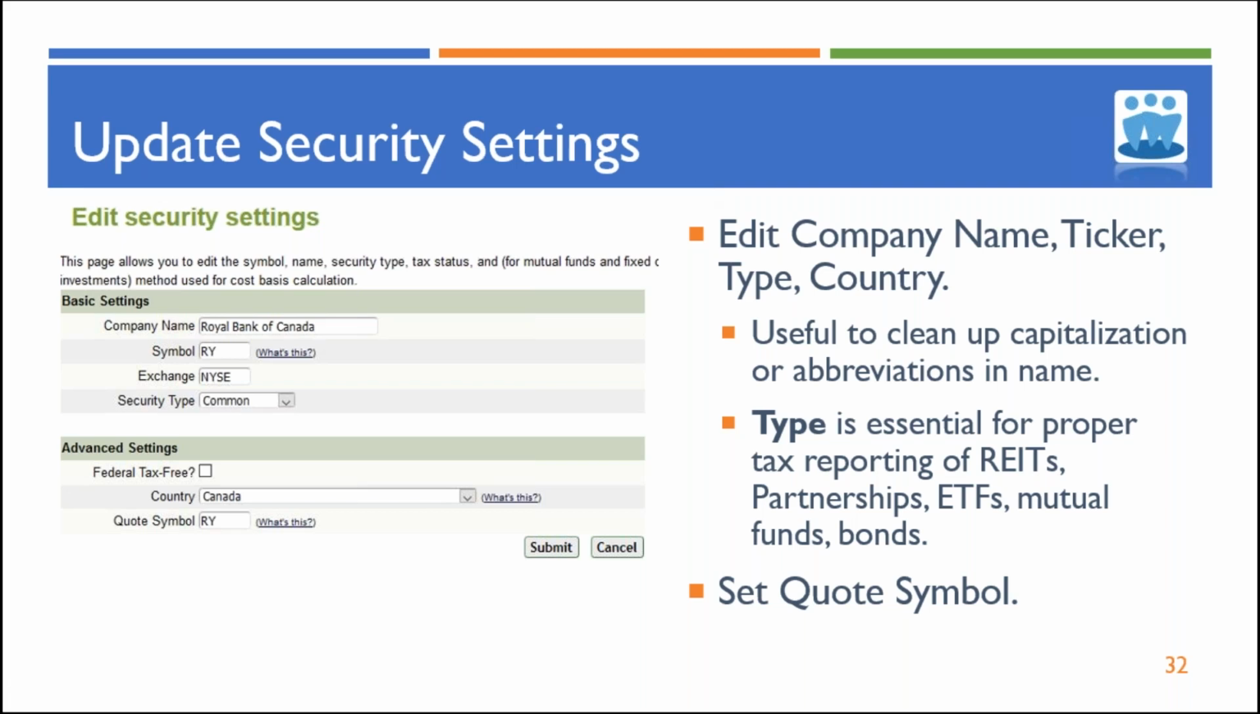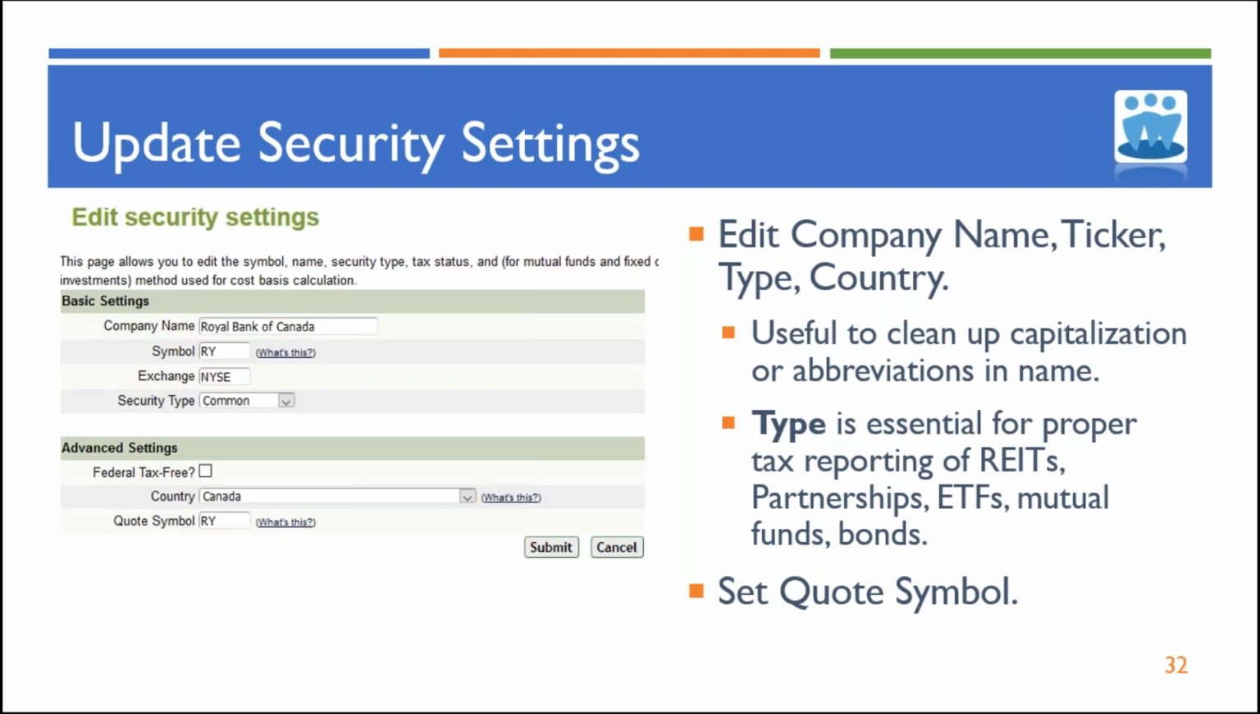I mentioned previously that the update security settings is something that you should review for new securities that your club purchases, but it's also a good idea at least once a year. We've added this to our year-end tasks list to edit the security settings, to review them for all the stocks that you own. You can edit the name, the ticker symbol, the exchange, the type of security, and there are advanced settings, including the country and the quote symbol.